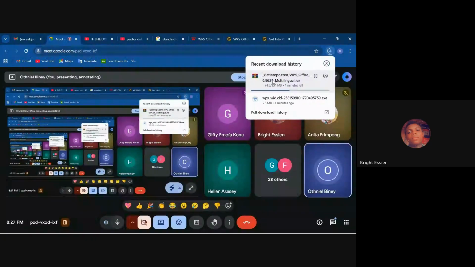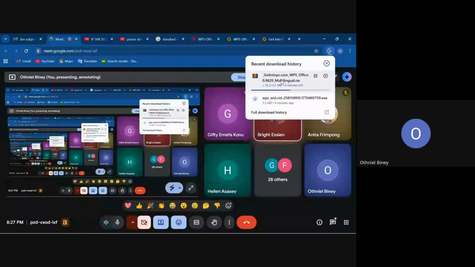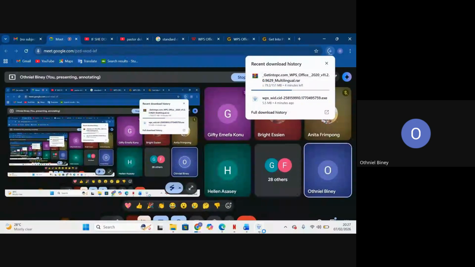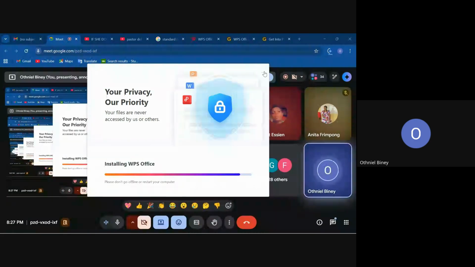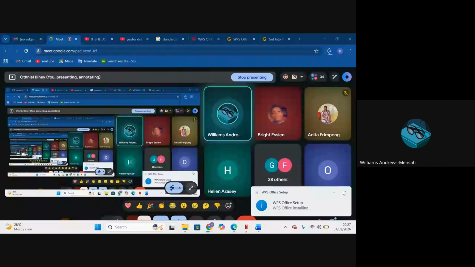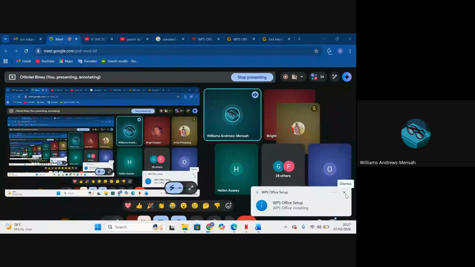If you let me download this one, can you not see the icon? I want to see the icon. I'm downloading from Get Into PC, so I don't know whether you can see it. Let me cancel this one before. I'm showing you one on my screen, but I don't know whether you can see it clearly.